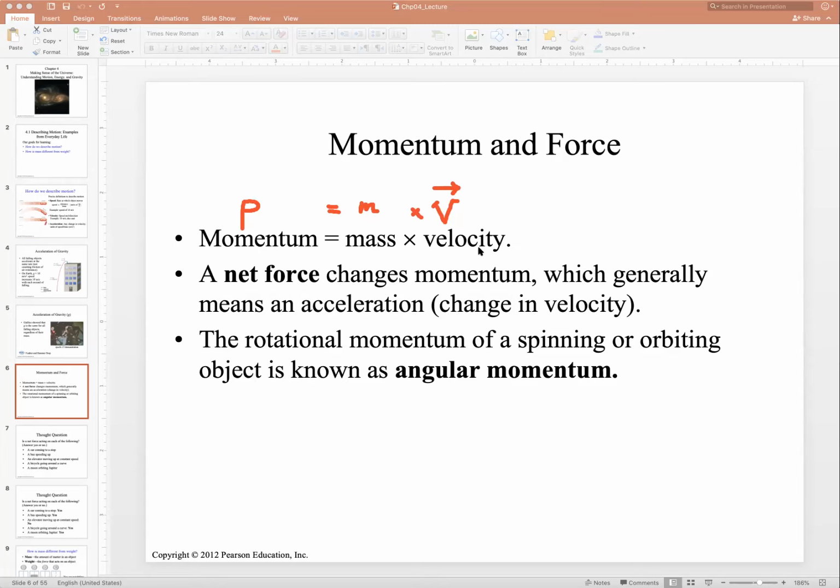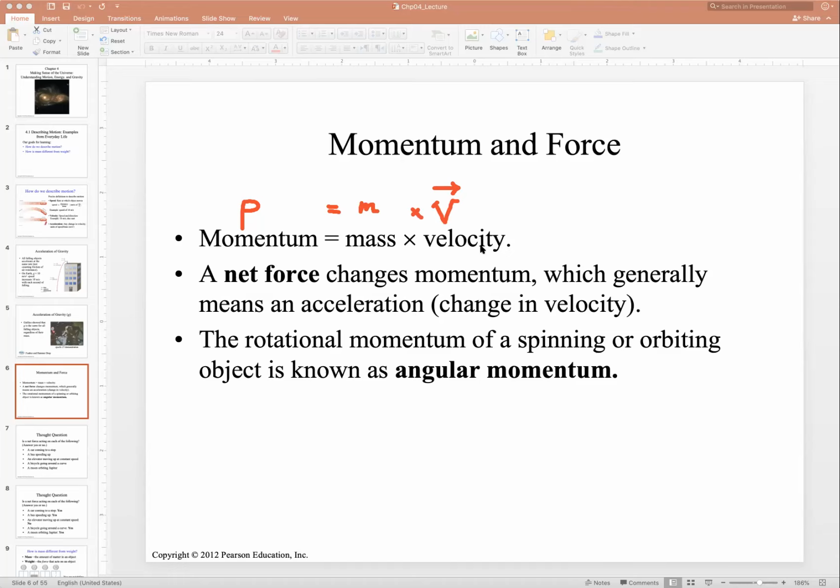Remember, there are two types of data that we have in physics. They're either scalars, which are just a number, no direction involved, or they are vectors.